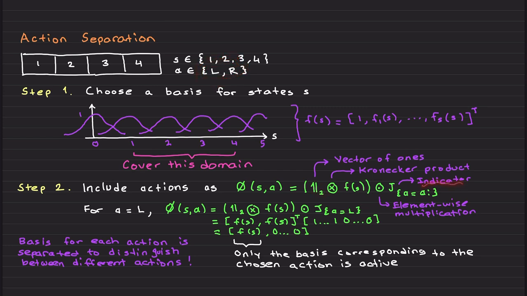So first of all, this is an element-wise multiplication. Then this is an indicator. The basis for each action is separated to distinguish between different actions, meaning that if, for example, you choose to take the action to the left, then this indicator function becomes all ones in the first part and all zeros in the rest. When element-wise multiplied with this, it kills the second one, so this becomes 0, and you only have the f associated with the basis for the left action. If you take a right action, this becomes 0, and you have the other f of s here, which is associated with the right action. This way, you have a unique feature or basis set for each action, and only the basis corresponding to the chosen action is active. So this is the action separation.